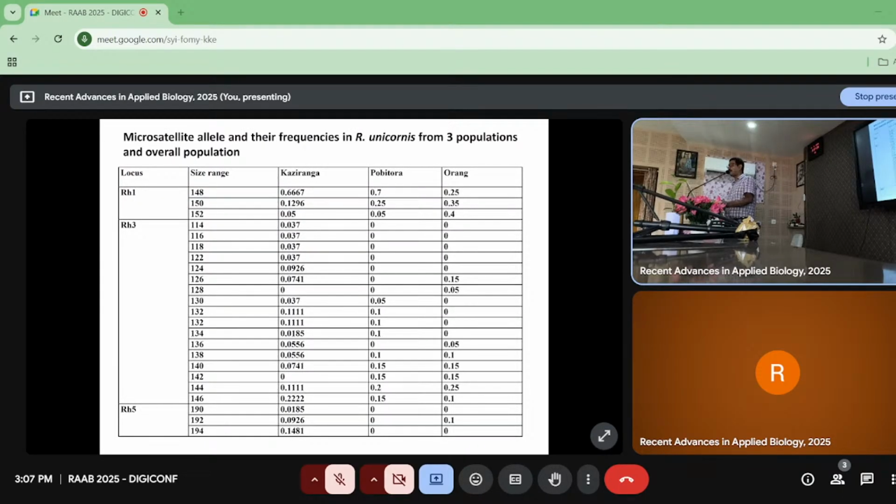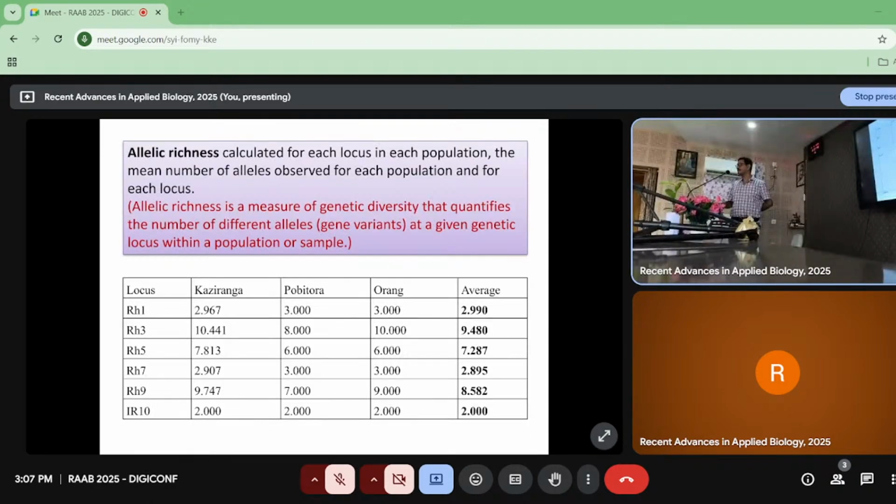Then we come to the results section, where microsatellite alleles and their frequencies in Rhinoceros unicornis from 3 populations were found. This is the chart. I will not describe all these things. Then this is allelic richness. Allelic richness is a measure of genetic diversity that quantifies the number of different alleles, that is gene variants at a given genetic locus within a population, and this allelic richness is presented here for 6 different loci.